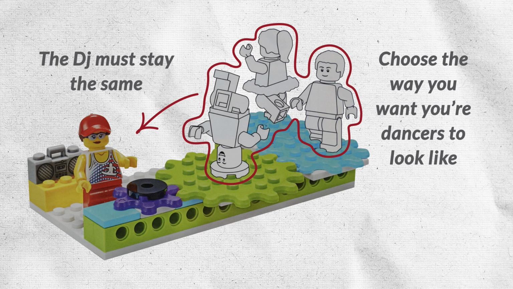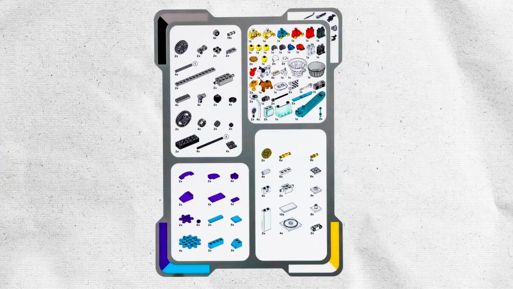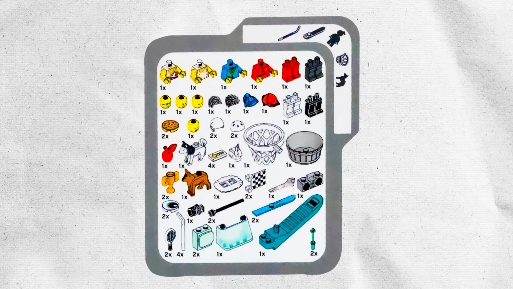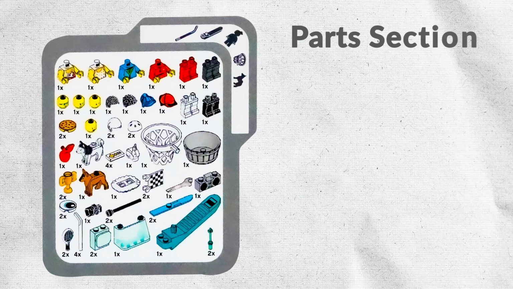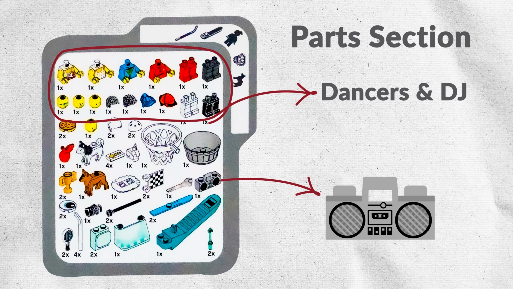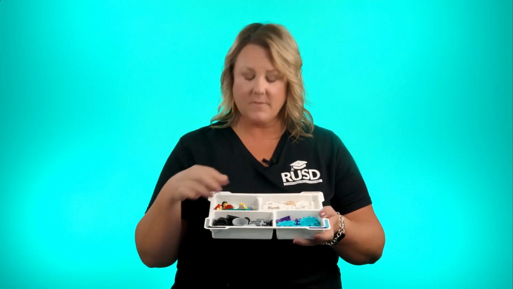The instructions for the DJ are on the page before in step number 10. So please make sure you complete that. The final piece that I'm going to mention before I release you all is that although this is color coordinated, please note this is your parts section. This is where you're going to find the little radio for the DJ. This is also where you're going to find the parts to build your dancers and your DJ.